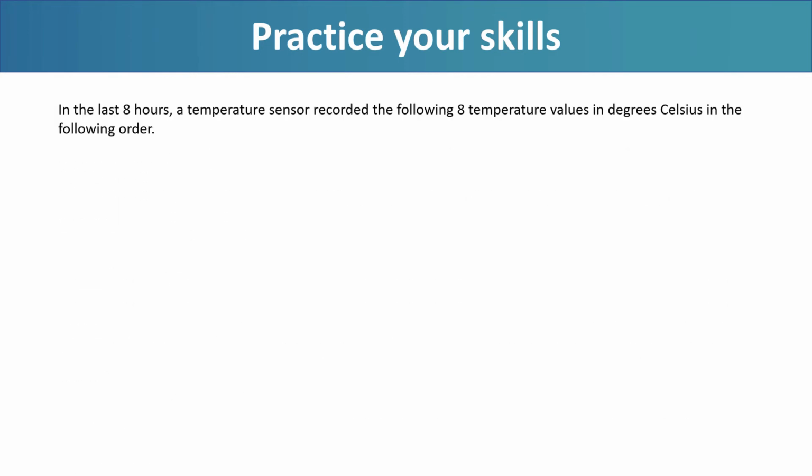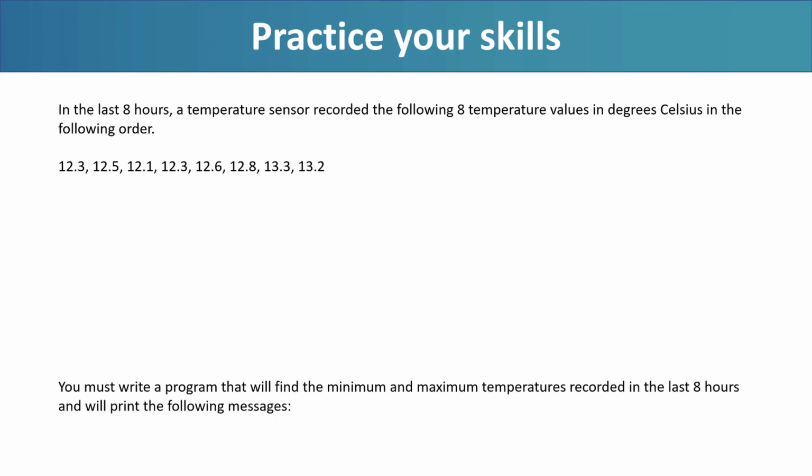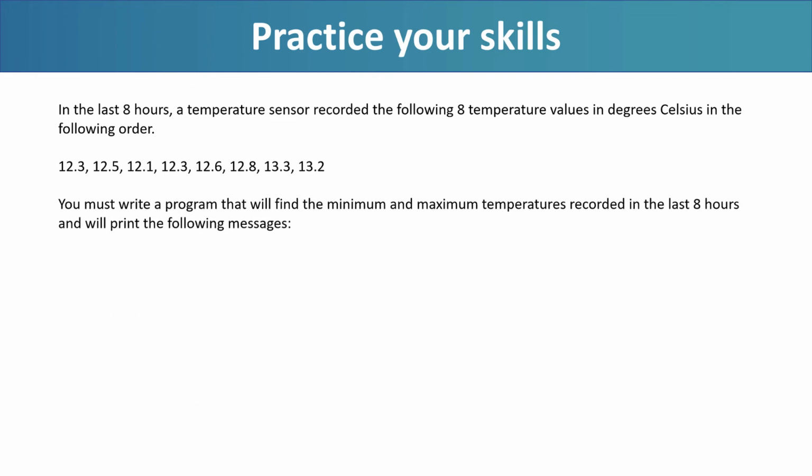So let's practice what we have learned today with an exercise. In the last 8 hours, a temperature sensor recorded the following 8 temperature values in degrees Celsius in the following order. You must write a program that will find the minimum and maximum temperatures recorded in the last 8 hours, and it will print the following messages. The mean temperature was something degrees Celsius and the max temperature was something degrees Celsius. Please pause the video now and try to do this exercise by yourself.